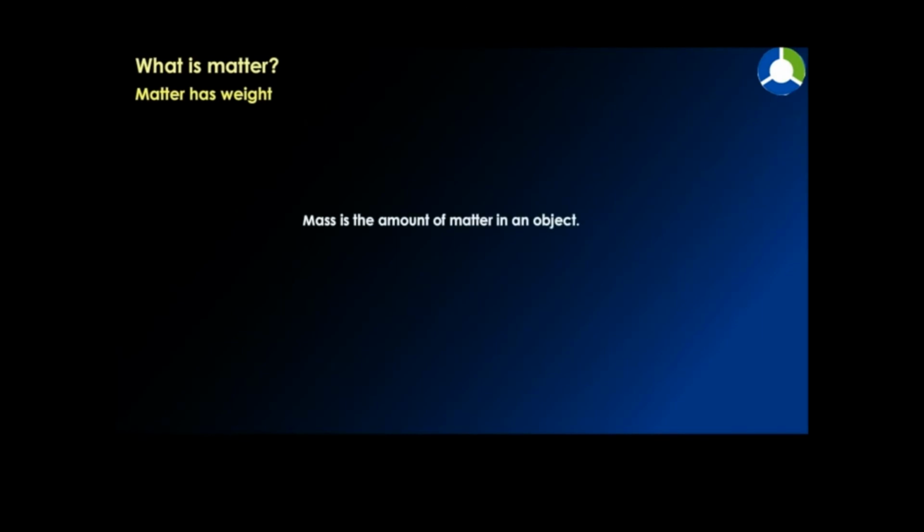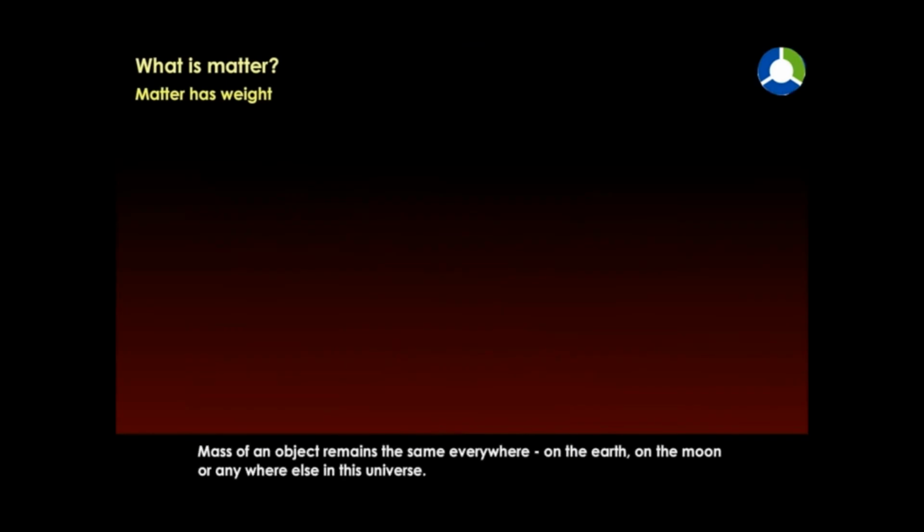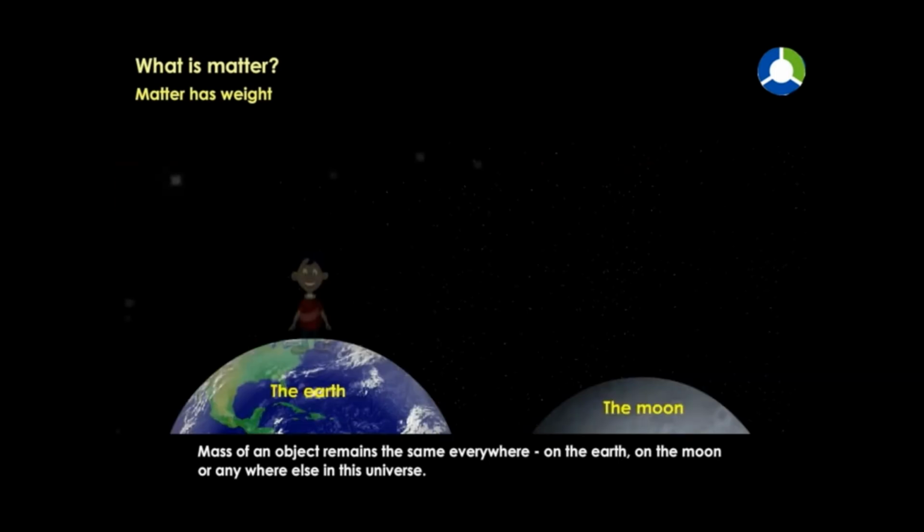Mass is the amount of matter in an object. It tells us about the heaviness of an object. Mass of an object remains the same everywhere, on the earth, on the moon, or anywhere else in this universe.